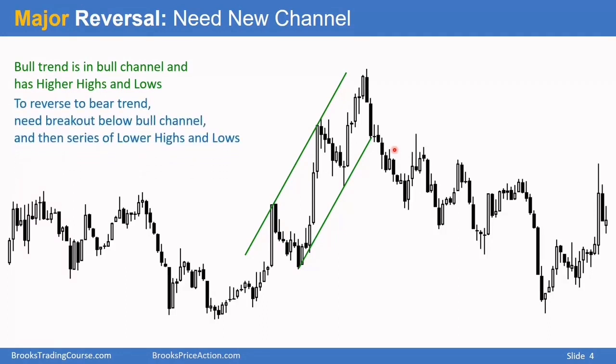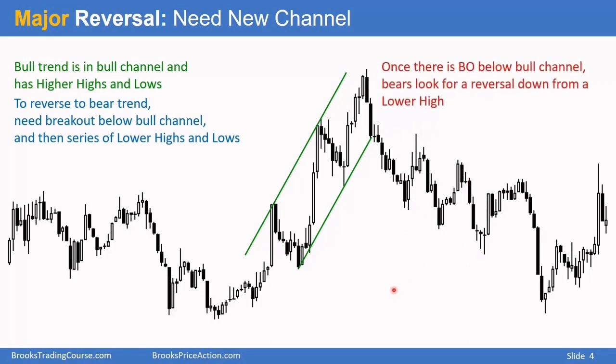To reverse to a bear trend, you need to break out below the bull channel, below the bull trend line, and then you need to get a series of lower highs and lower lows. Lower lows, lower highs. As soon as there's a break below the bottom of the channel, below the bottom of the bull trend line, bears look for a reversal down from a lower high. For example, here, lower high, major trend reversal, head and shoulders top: left shoulder, head, right shoulder.